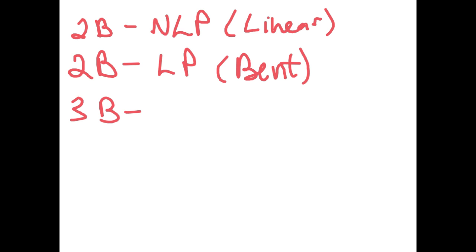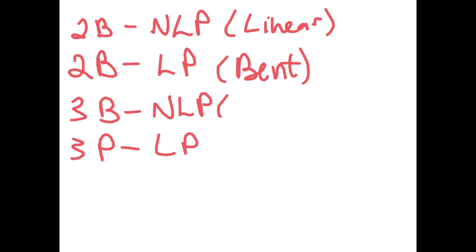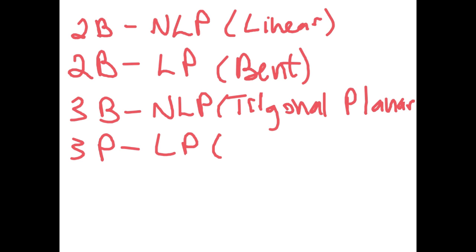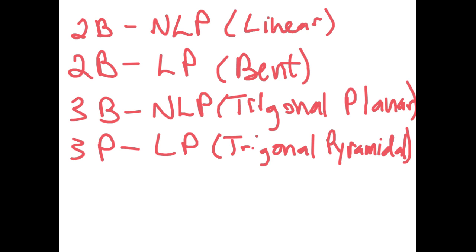Okay? 3 bonds, no lone pairs. 3 bonds, lone pairs. If I have no lone pairs on the central element and I'm bonded to 3 things, what's my shape? For both of them, you can put trigonal as the first thing, if it's 3 things, right? Trigonal planar. The other one, with lone pairs, trigonal pyramidal.